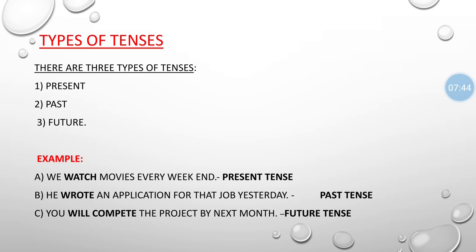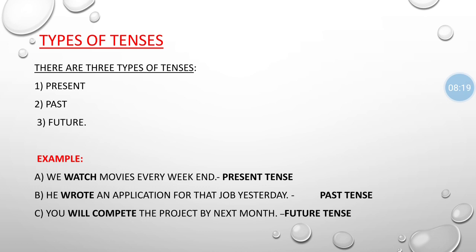For example, we watch movies every weekend. It is the present tense because the verb in first form is used: watch. Watch indicates the verb in first form, and the verb in first form is used in the present tense. It's a simple present tense. He wrote an application for that job yesterday. Past tense: write, wrote, written. Write is V1, wrote is V2. It means the verb in second form is used, so it is a past tense. Simple past tense is used there.